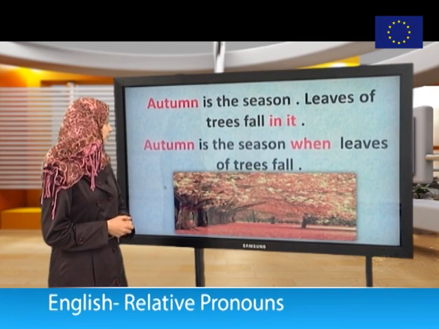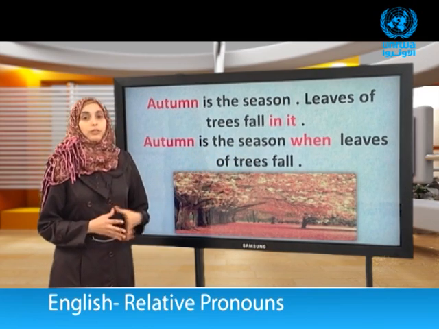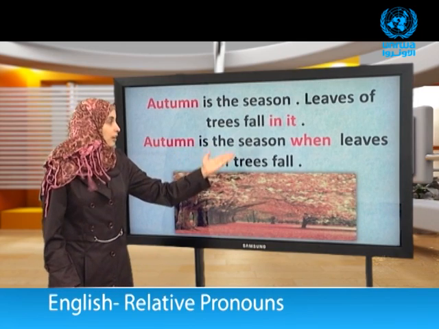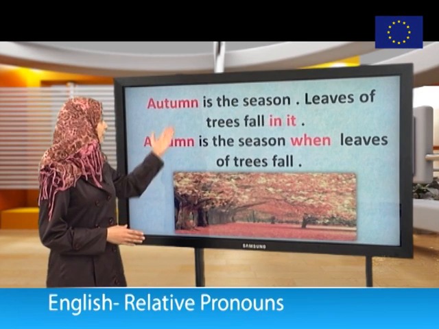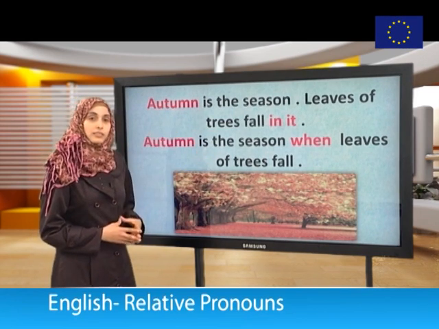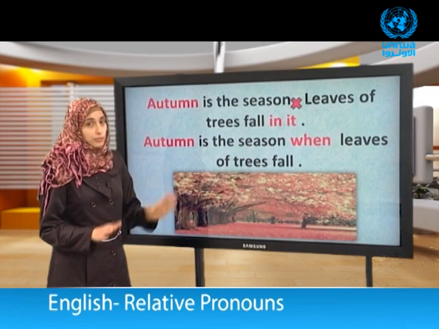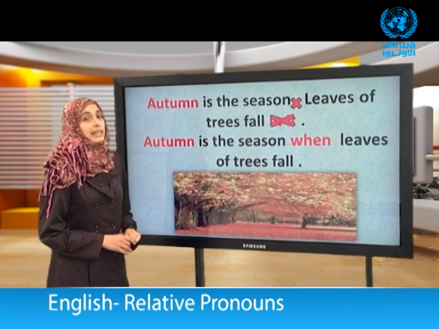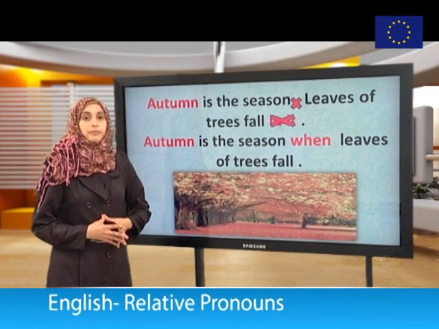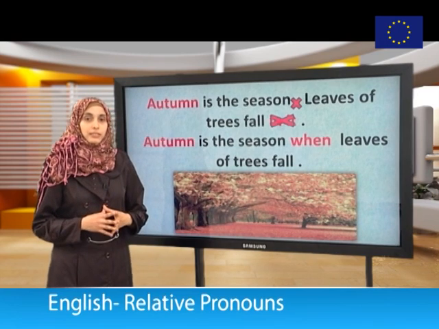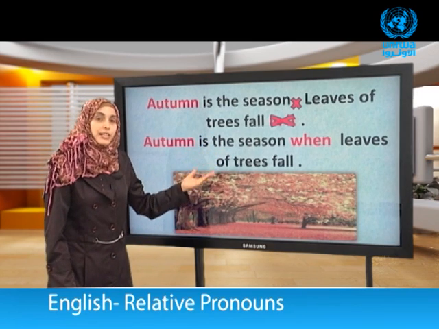Look. Autumn is the season when leaves of trees fall. What have we done here? Look, the first sentence, autumn is the season. We deleted the full stop. Leaves of trees fall, remain the same, and we deleted in it. Why? Because in it refers to autumn, and again we don't want to repeat, and the sentence would be: autumn is the season when leaves of trees fall.